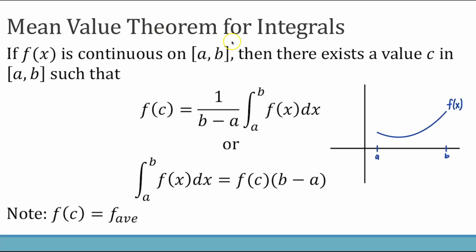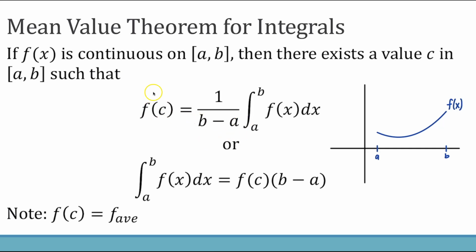Now let's see what the mean value theorem for integrals tells us. If f of x is continuous on the closed interval from a to b, then there exists a value c in that closed interval such that f of c is equal to the average value, 1 over b minus a, the integral from a to b of f of x dx. Or here's another way to write it. The integral from a to b of f of x dx is equal to f of c times b minus a. So we're taking this b minus a and multiplying it to the other side.